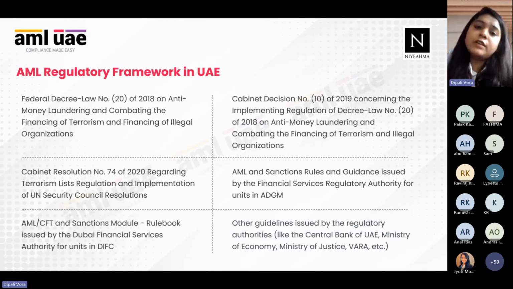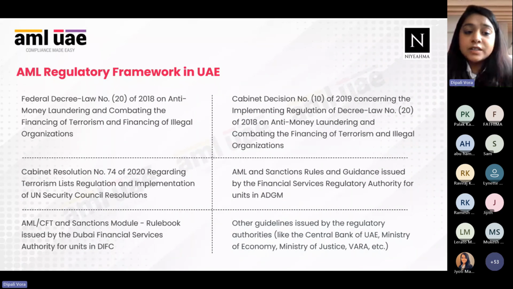So basically, federal law tells you that you are required to do certain compliances, but cabinet decision tells us how you will comply with the regulations, how will you comply with the federal law. So cabinet decision at times is also referred to as the implementation regulation. Cabinet Resolution number 74 of 2020 talks about how we are going to implement targeted financial sanctions. Why are we required to screen the customers before we onboard them?